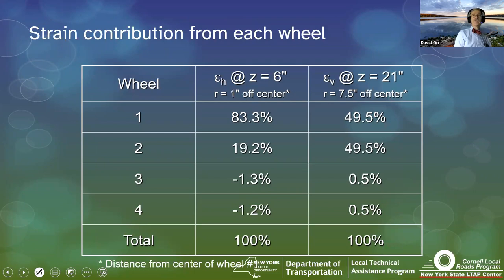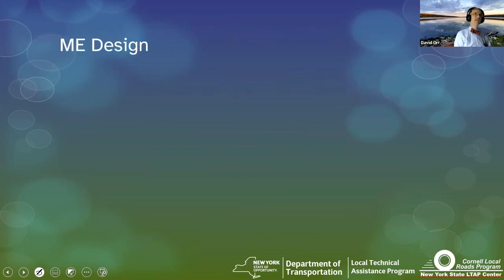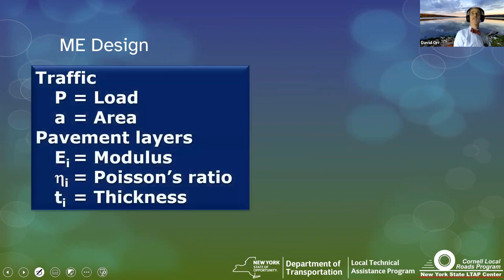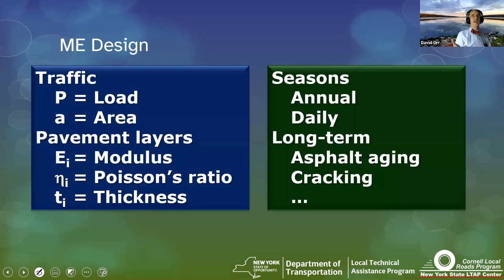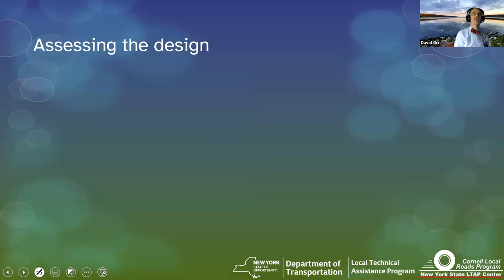Because if we just look at the strain contributions, it makes a big difference. So let's bring it all together and let's talk about low volume road design. When it comes to mechanistic empirical design, we've got to know all these factors. If we can get all of these factors, we can do a pretty good job of the design, and we just need to assess the design somewhat.